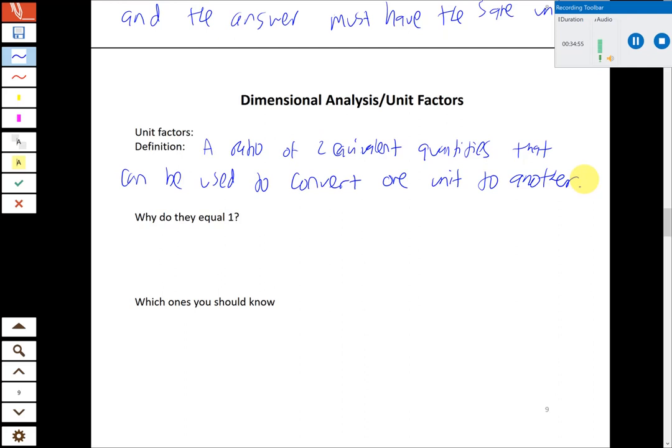All right, so why did I say these equal 1? Well, think about it this way. If you're taking, let's say, 2.54 centimeters equals 1 inch, right?